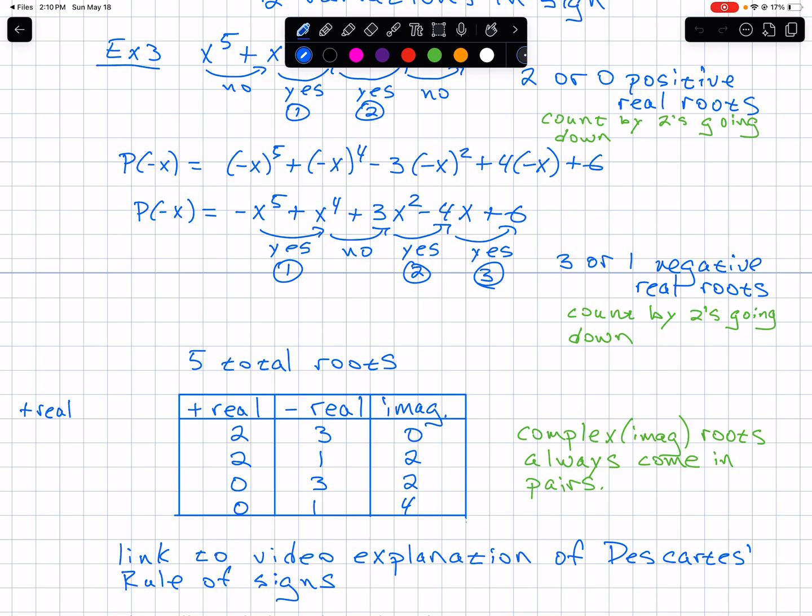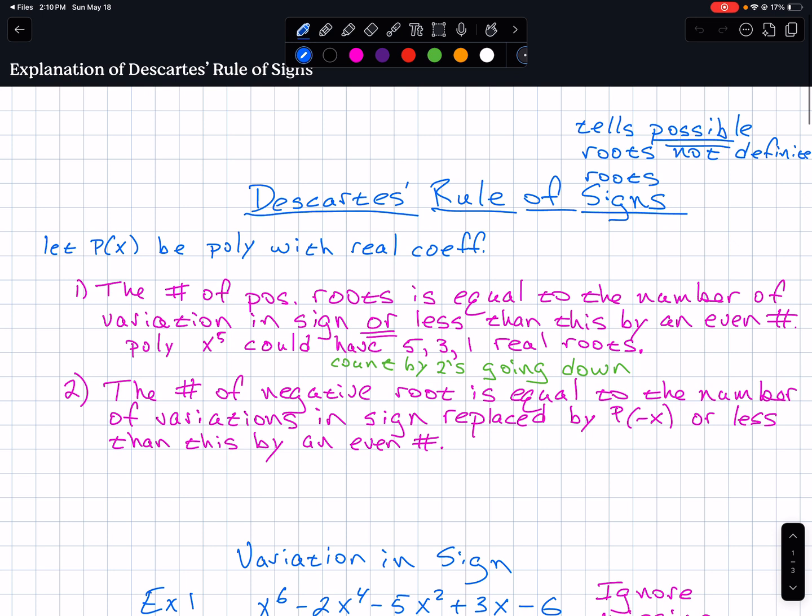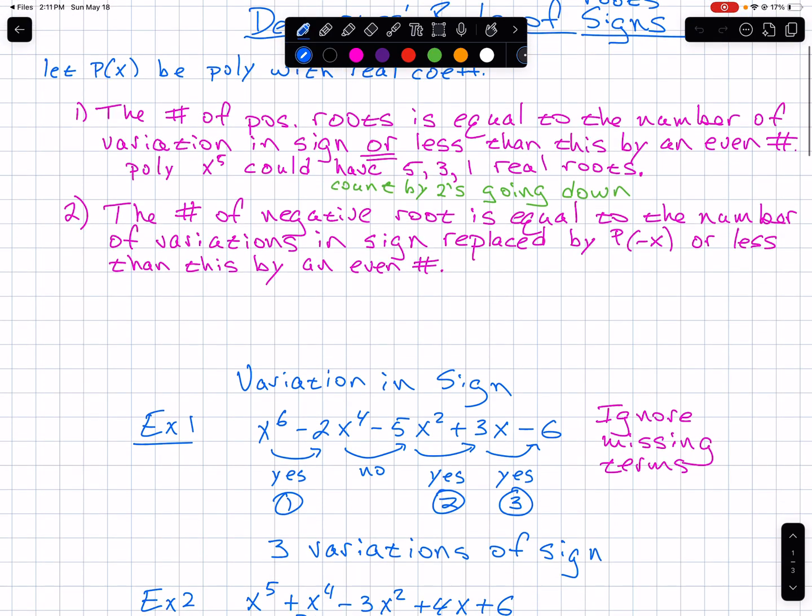I'm gonna write Descartes' rule of signs, so I know to study that one. Descartes' rule of signs, because this one problem could take us a while, and you have that thing you printed from me. That was probably a better explanation.